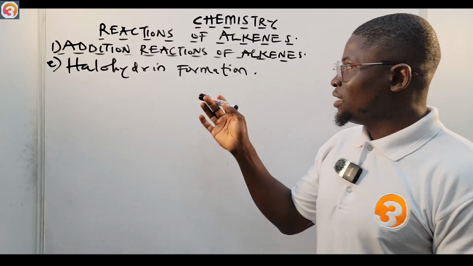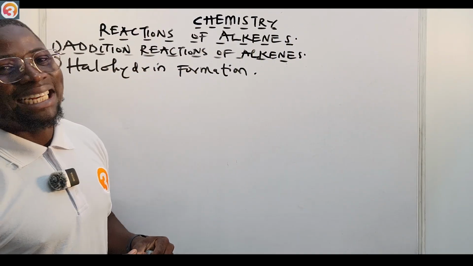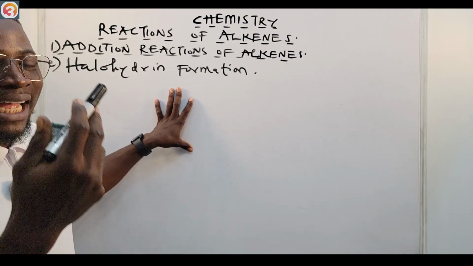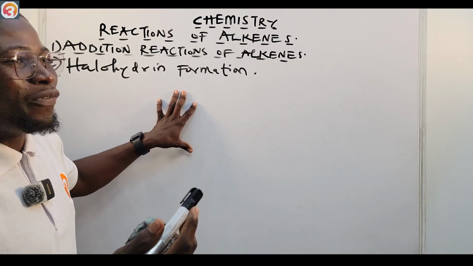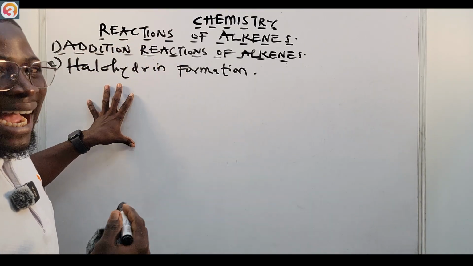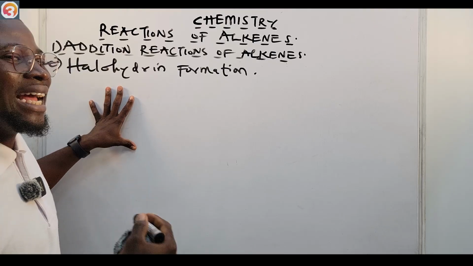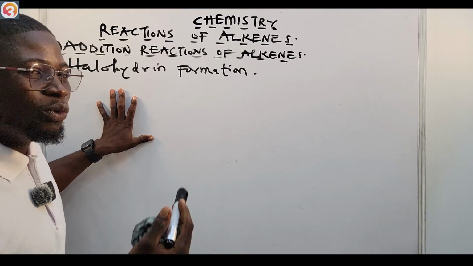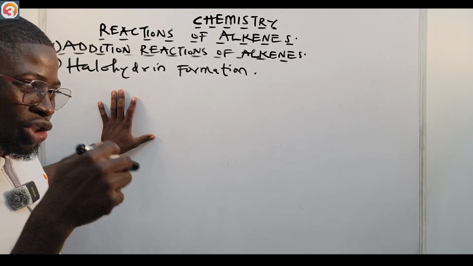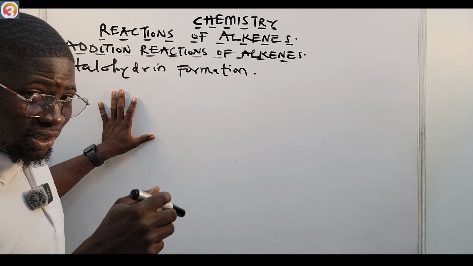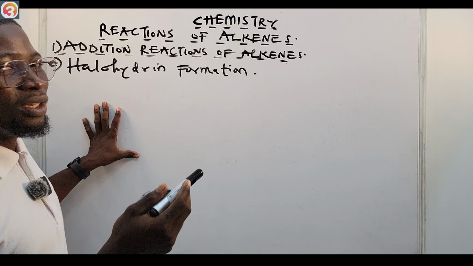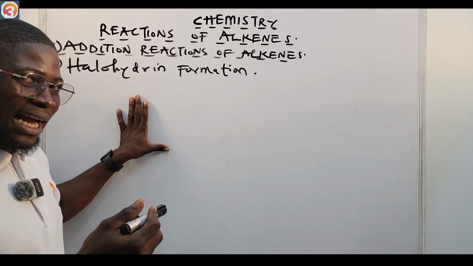Halohydrin formation is a reaction between an alkene, a halogen, plus water, which leads to the formation of a haloalkanol and hydrogen halide. Haloalkanol means that it will be an alcohol, but it will have a halogen in the structure. You get it, right? So halohydrin formation is a reaction between an alkene, a halogen and water. So then we are going to have 3 reactants.